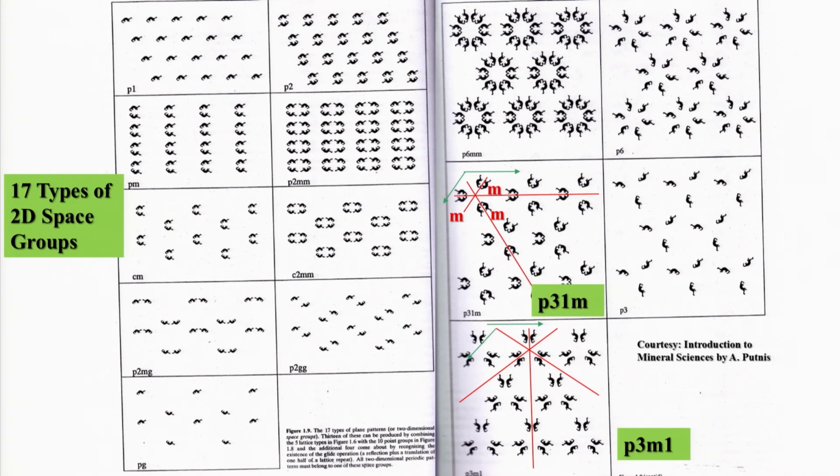So, we have done up to this stage the 4 types of plane lattices. We have done oblique lattices, rectangular lattices, centered rectangular lattices, and then we have also done hexagonal lattices here. So, what is left now?